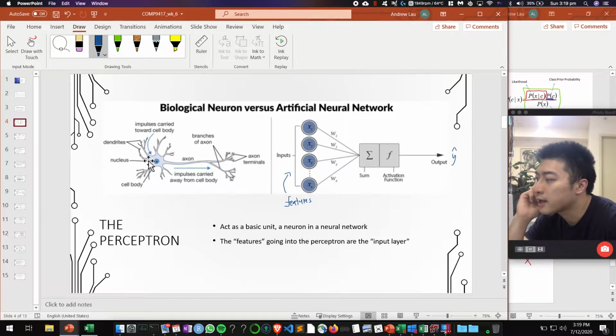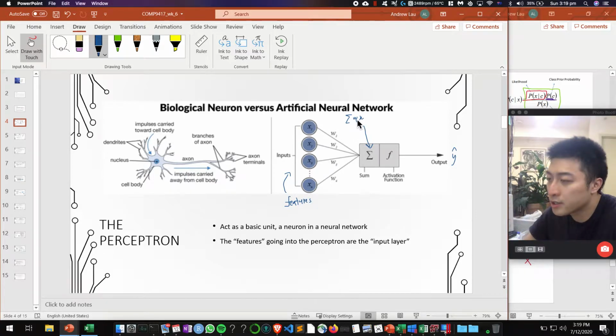Okay, and it will go through the axon. So the features will come in here on the left, right? And then what you'll do is you'll take, I suppose, the sum product. There's a couple of different ways to think about it. So this guy here, you can think of it as something like this. The sum product of all your weights as well as all your features, right?